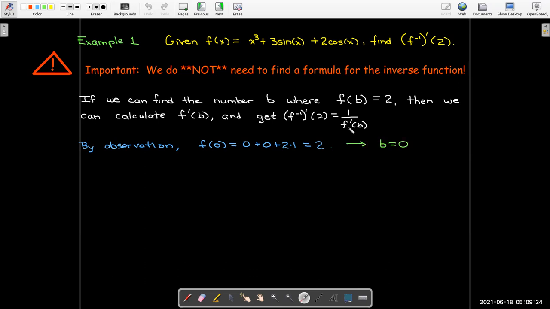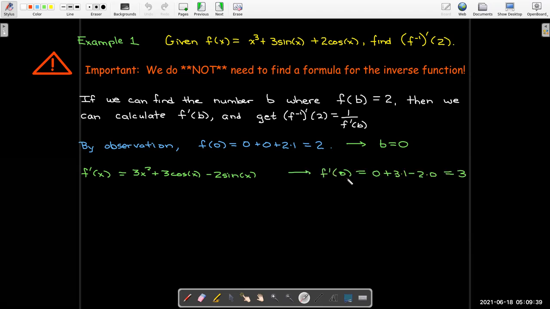All right, well, let's calculate f prime of 0. Let's start with calculating f prime of x. I'll use the power rule and the derivative of sine and cosine, respectively. Now let's evaluate that when we have x equal to 0. So I'll get 0 plus 3 times 1 minus 2 times 0. So that's just going to be 3. So then from my formula, the derivative of f inverse at 2 is going to be 1 over 3.